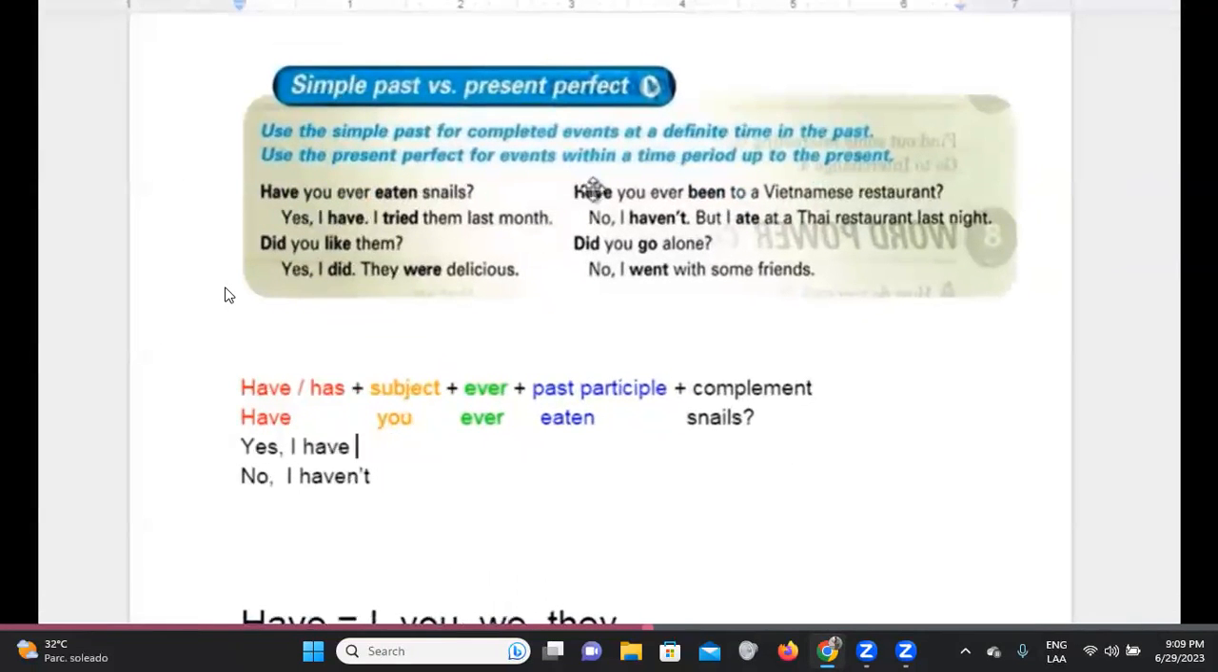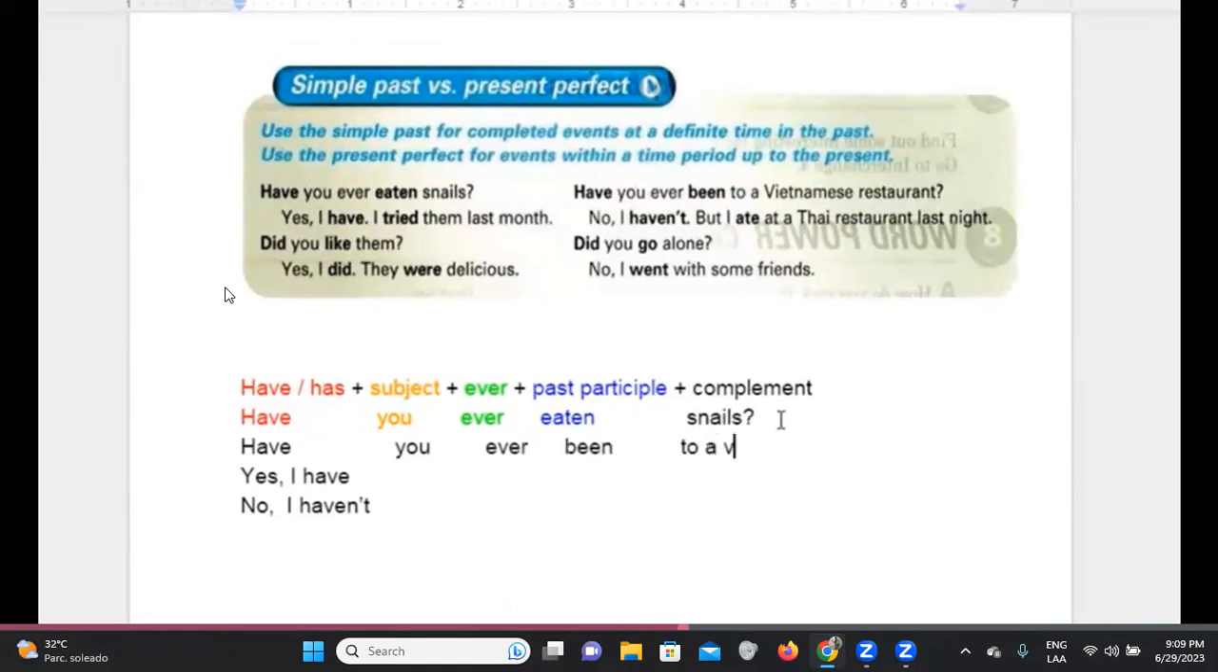And it's the same thing for our next question. Have you ever been to a Vietnamese restaurant? So, let's do that one as well. So, I'm going to use have. This follows the subject. And then we're using the word ever. So, we use the verb to be in this case in the past participle form. And then whatever complement that exists. So, in this case, have you ever been to a Vietnamese restaurant? And then once again, the answer to that particular question can be yes, I have, or no, I haven't.